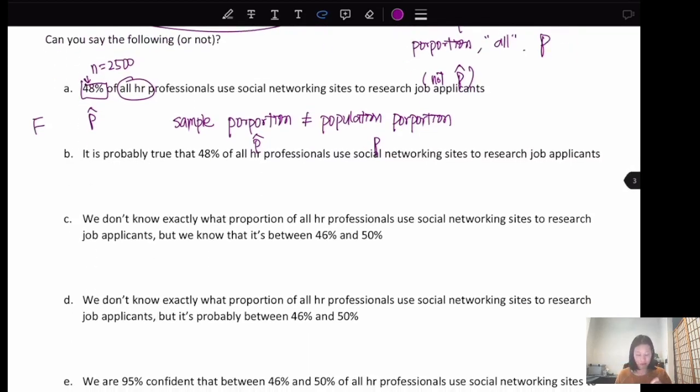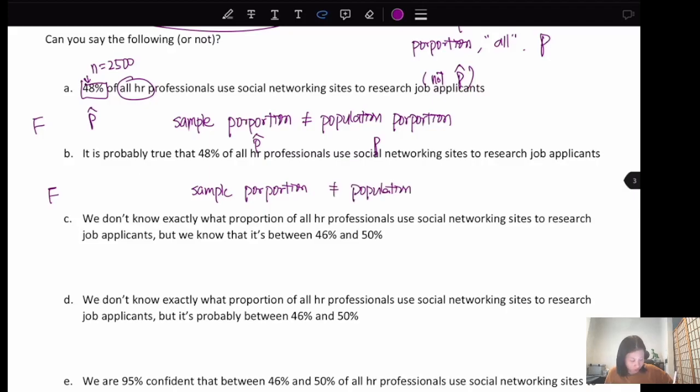Okay, B, the statement says it is probably true that 48% of all HR professionals use social networking sites to research job applicants. Again, this is similar to statement A, which means they misunderstand the sample proportion and the population proportion. They still use the sample proportion.